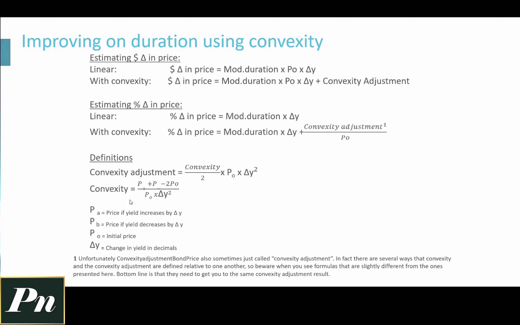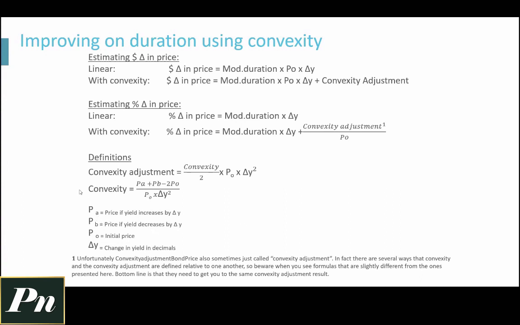So this formula basically describes it. Convexity equals the price if yield increases by delta Y, plus the price if yield declines by delta Y, minus 2 times the corresponding initial price, all divided by the initial price times the delta yield squared. So this is kind of basic math, actually. What we can do with Excel that's really useful is apply this math in a more constructive, robust way, and that's what we're about to do.